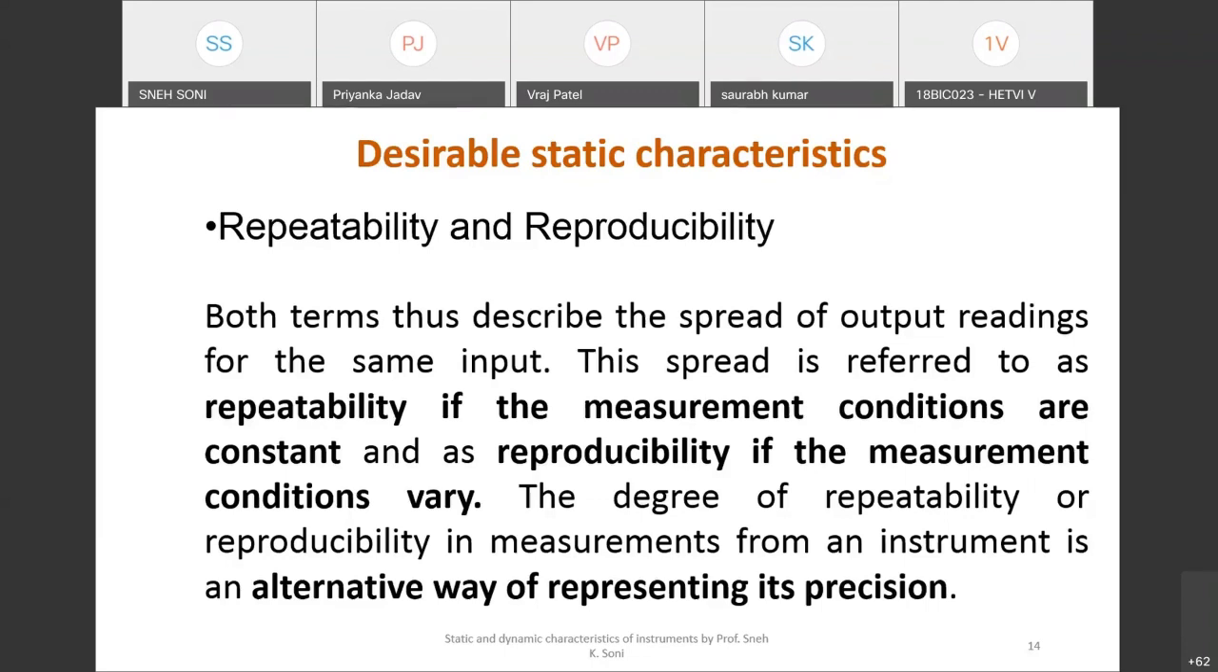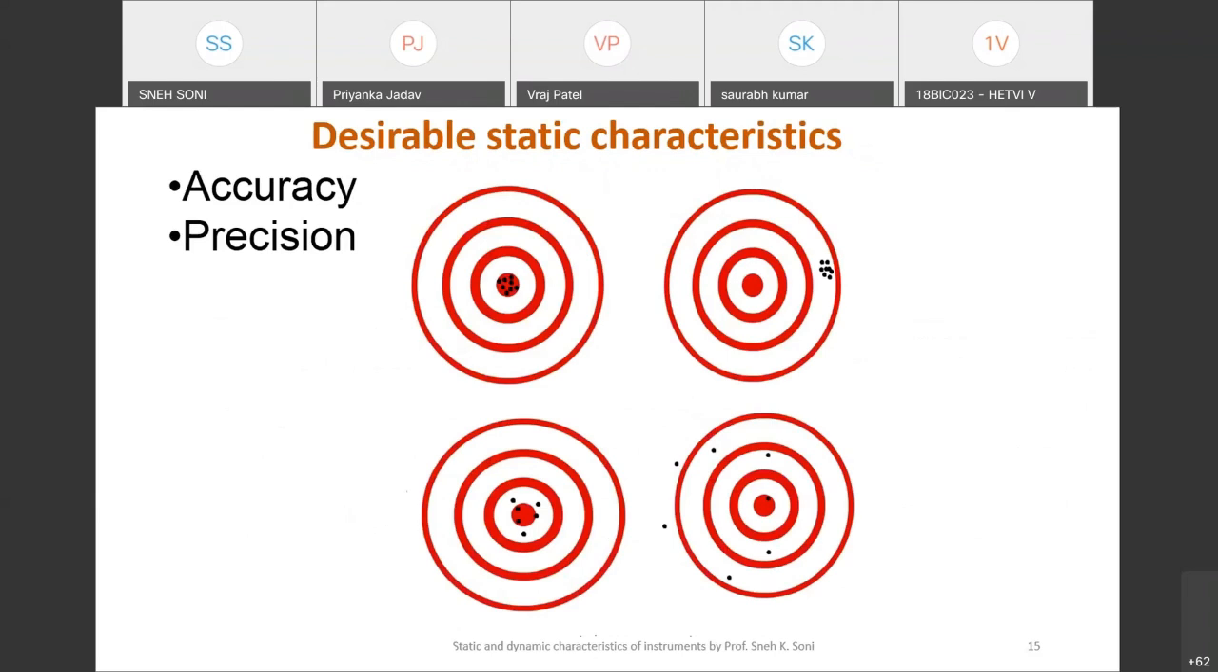So now we can move ahead. Okay, now let us relate accuracy and precision. Let's have a discussion.